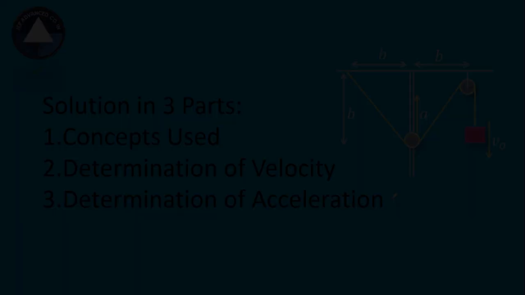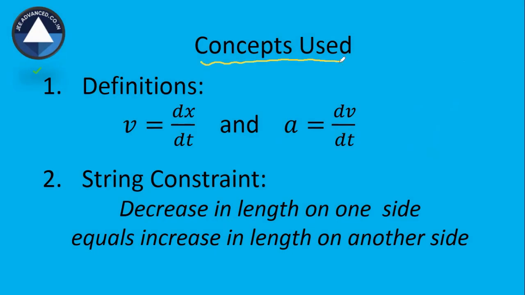So let us start. Here we are going to review the concepts used to solve the problem. To solve the problem, first of all, we must know the definitions of how to find velocity and how to find acceleration. In kinematics, velocity is defined as v = dx/dt, and acceleration is defined as dv/dt. And I hope most of you know this definition.